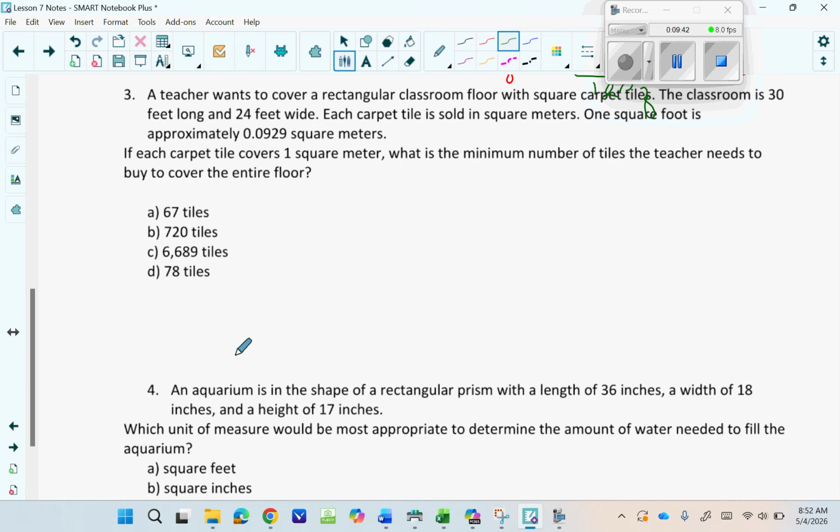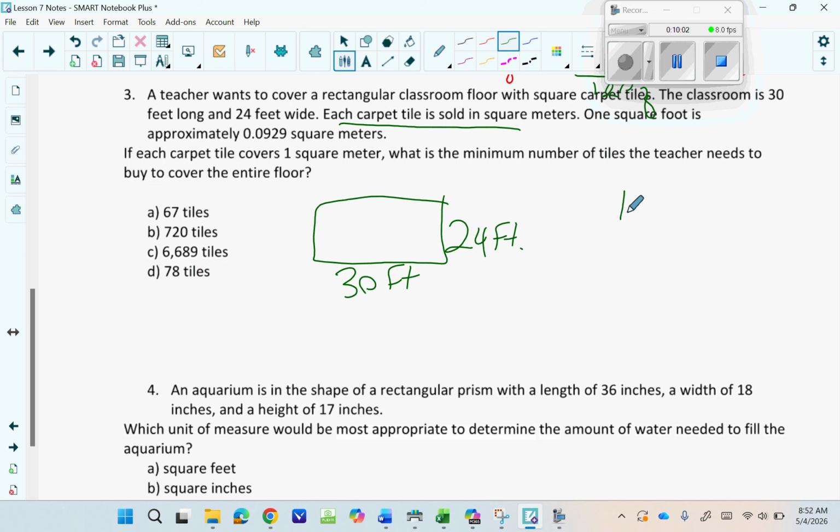Okay, let's go down to this one. A teacher wants to cover a rectangular classroom with carpet tile. So I'm thinking area in this case, not perimeter. It's 30 feet long by 24 feet wide. And again, the carpet is sold in square meters. So 1 square foot is equal to 0.0929 square meters. What is the minimum number of tiles the teacher needs to cover the entire floor?